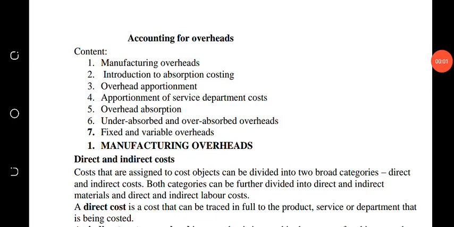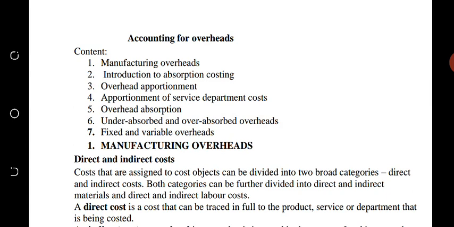Good evening, everyone. So now we're looking at MI, Management Information, and our topic for tonight will be accounting for overheads. So how do we account for overheads?